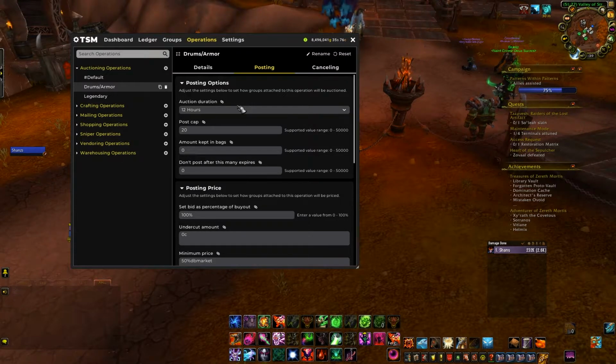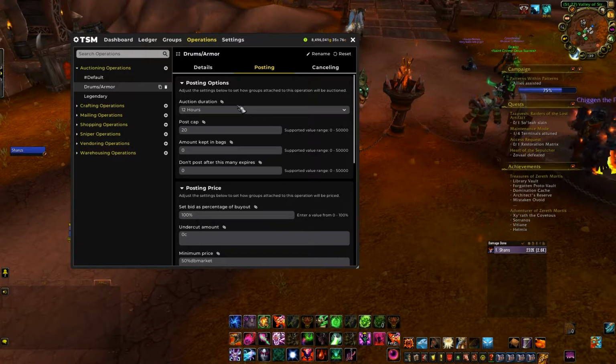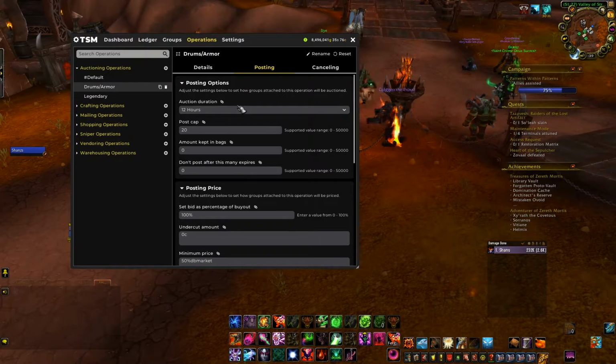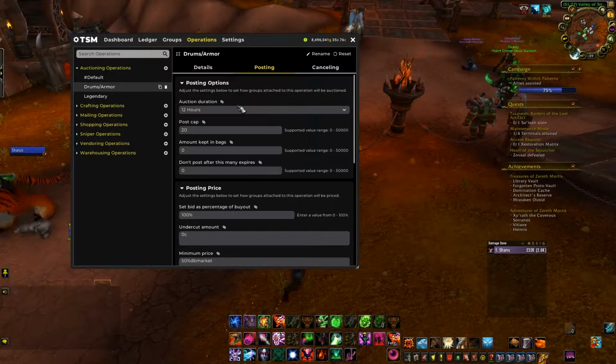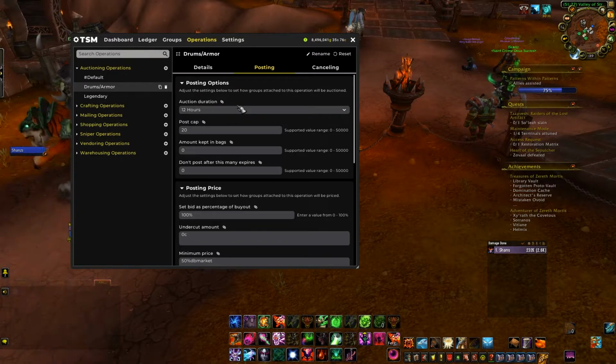Then the next one is post cap. So this is just how much you want to post at once. Now there's various reasons you may want to post more of different items, so you'll decide that for whatever items you're selling. Now in this case, I named this drums and armor. This is for the deathly drums and then the heavy desolate armor. And it is also for feasts as well.